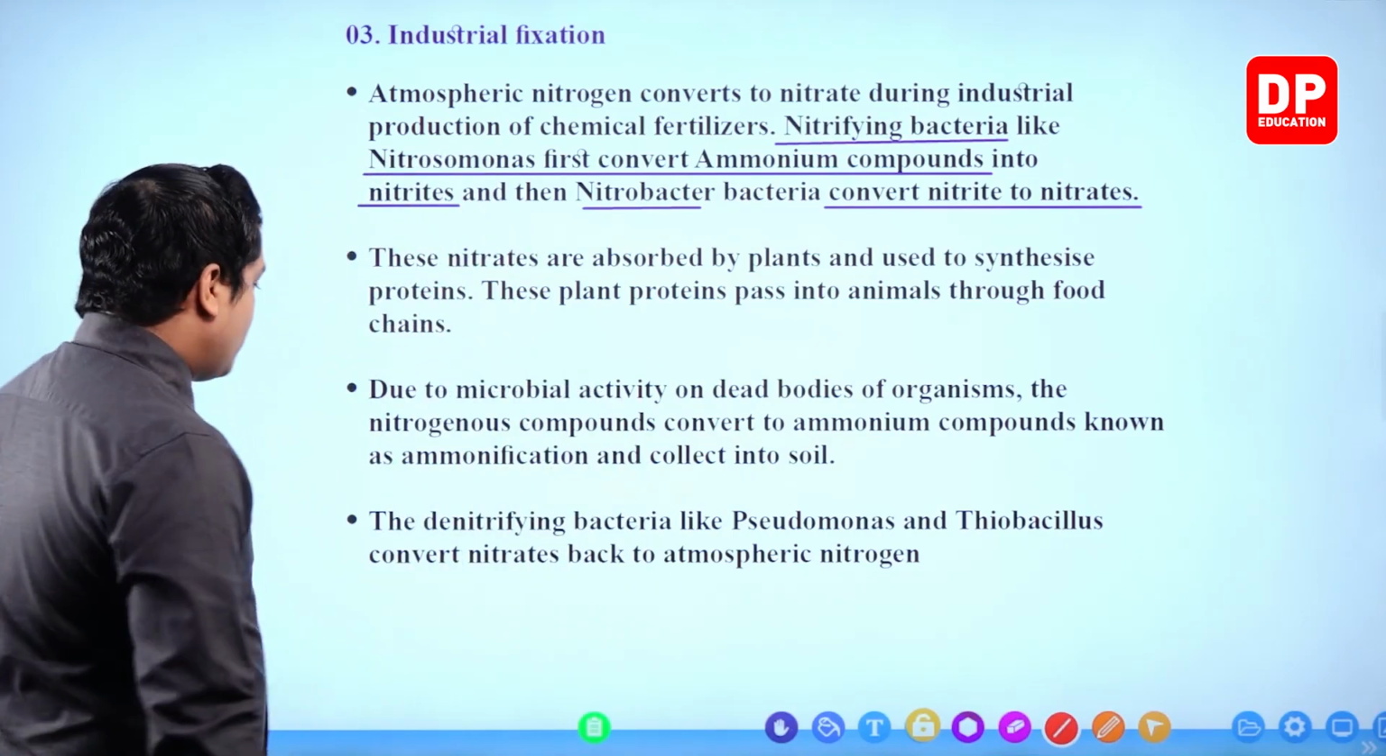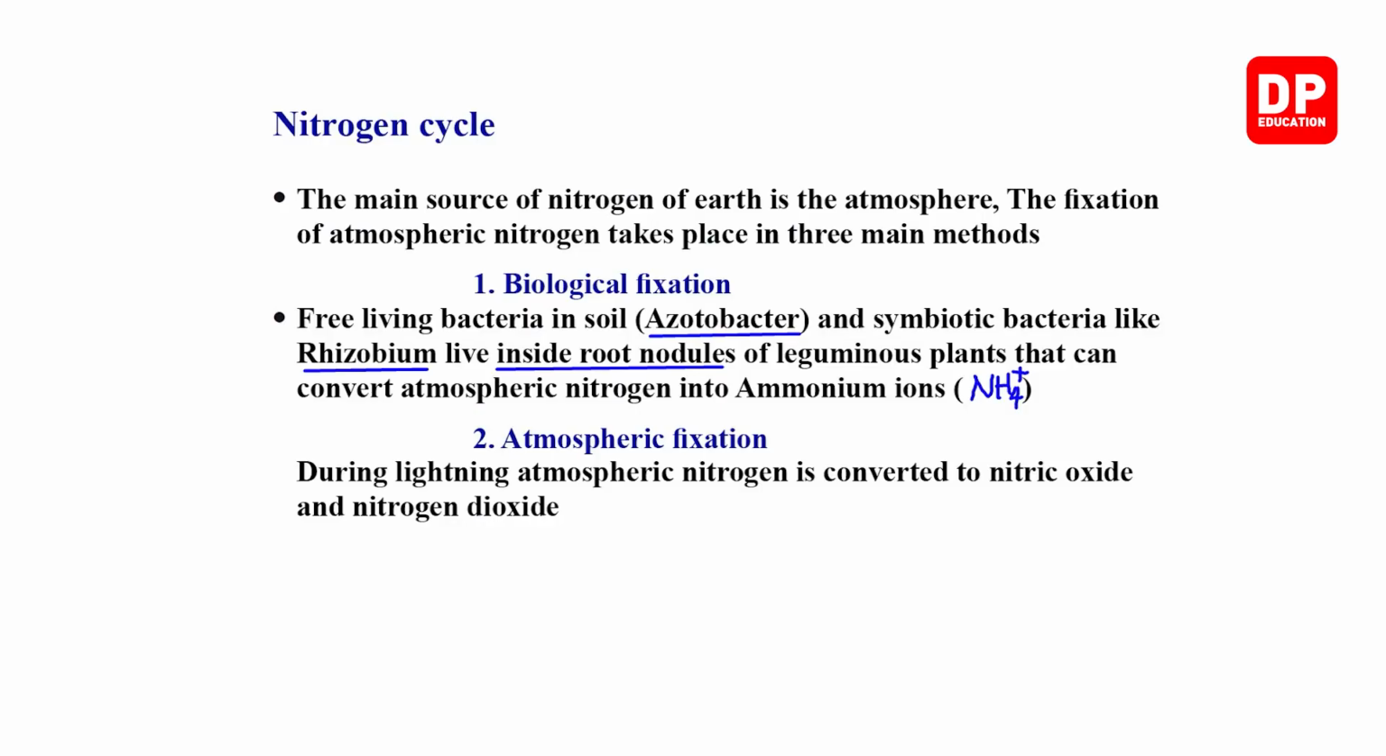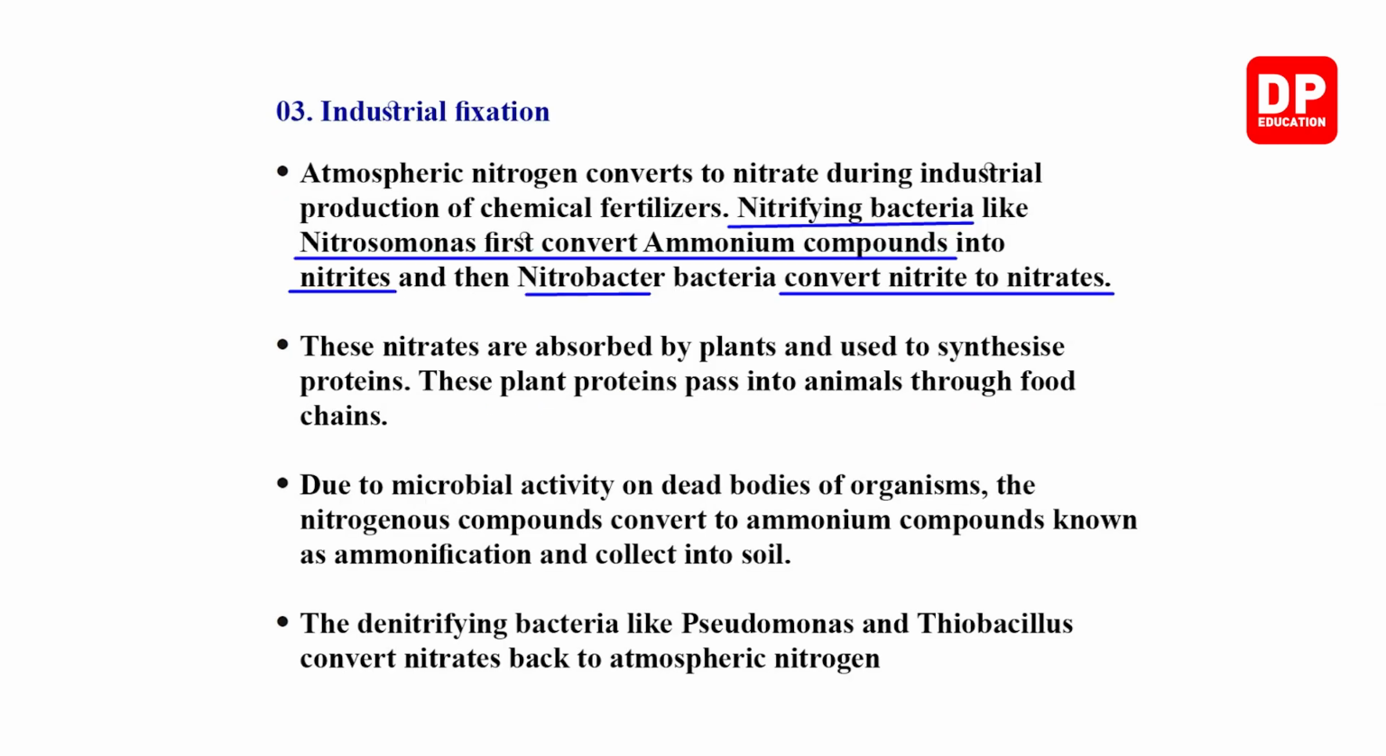Once again, let's head on to see the three types of nitrogen fixation. First, the biological fixation: here Acetobacter and Rhizobium living inside the environment convert atmospheric nitrogen into ammonium ions. Then the ammonium ions are utilized by different kinds of organisms like plants and animals. The next one is atmospheric fixation. Here, during the lightning process, atmospheric nitrogen is converted to nitric oxide and nitrogen dioxide.